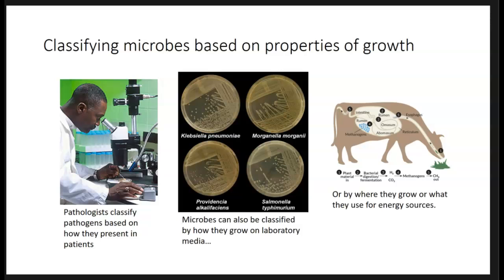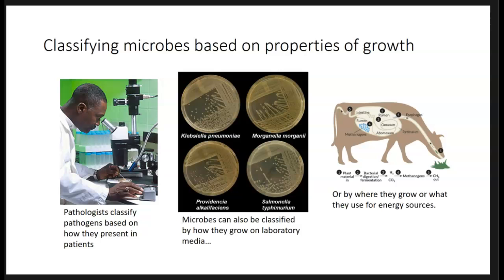So we can also classify microbes based on their properties of growth. So where they grow and how they grow, what nutrients they need to reproduce. Pathologists classify pathogens, those bacteria and other microbes that cause disease, based on where they grow and what their growth looks like when they present in patients. So microbes can be grown in the laboratory in several different conditions, and we can characterize their growth in a laboratory setting. This is especially useful for differentiating between a lot of common clinical microbes, as we'll learn in lab.